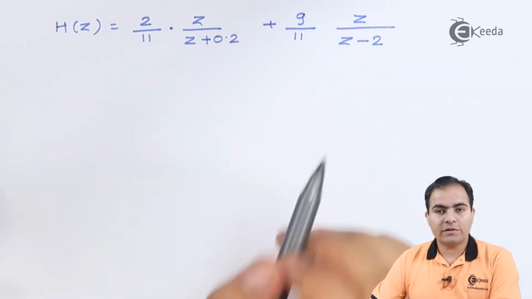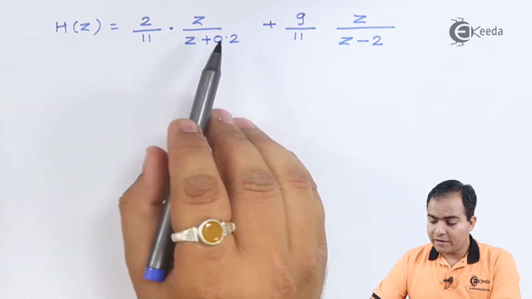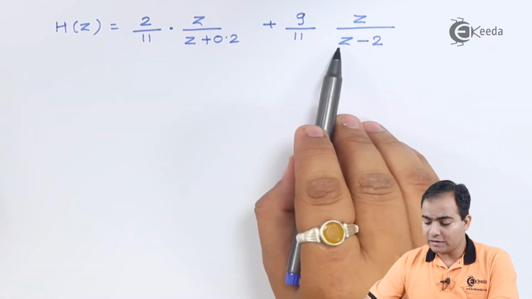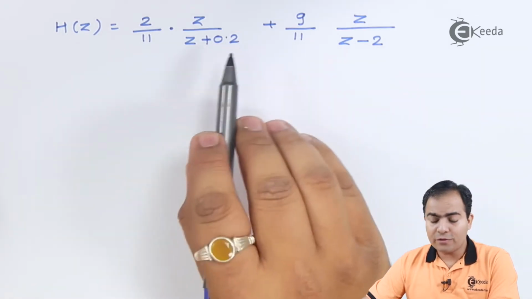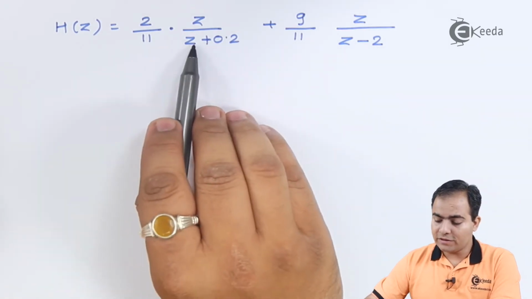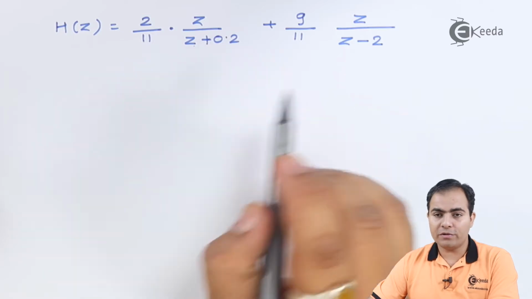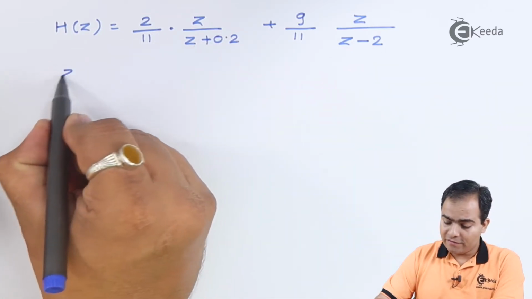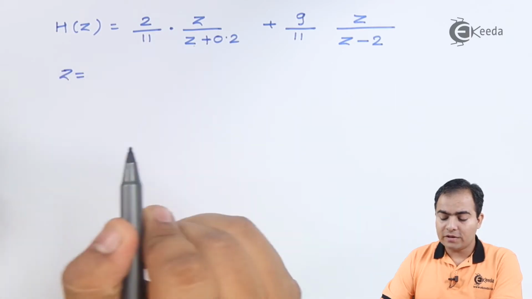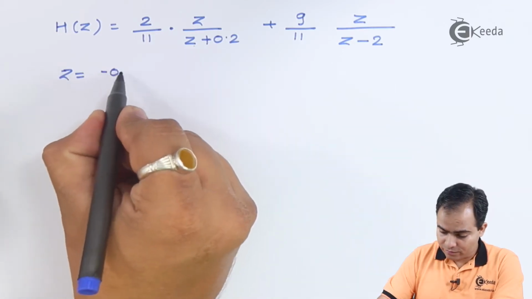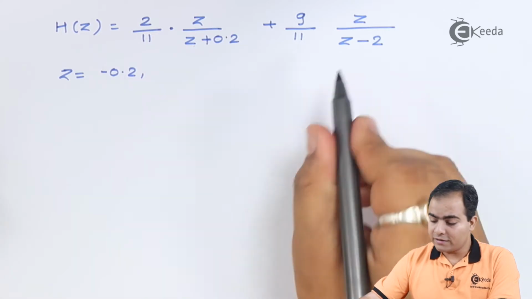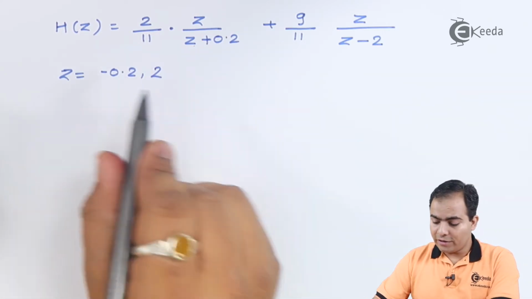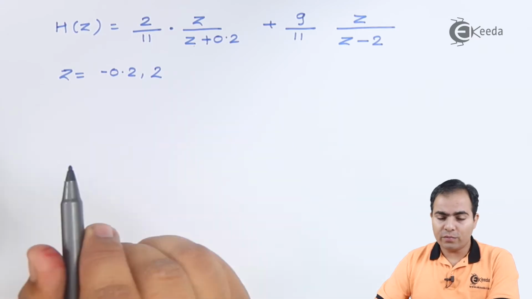Now this was our H of z. Look at here, the first pole is at z plus 0.2 and another one is at z minus 2. So we have to find out the pole locations. So just simply equate z plus 0.2 equal to 0. Similarly, z minus 2 equal to 0. So what we will get? We will get two poles. The first pole is at minus 0.2, and another pole is at plus 2. So according to this, we can plot the pole-zero plot.